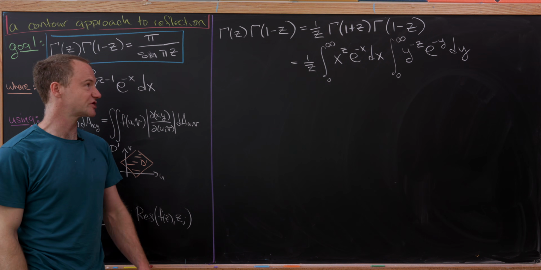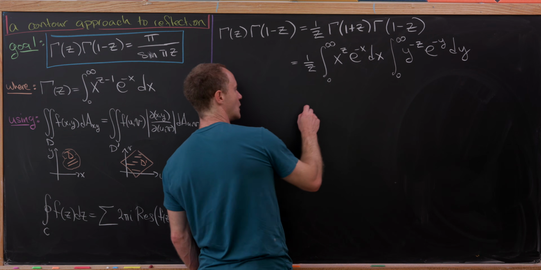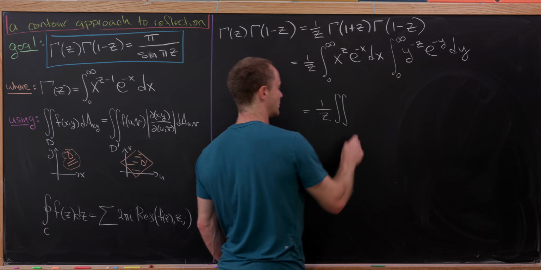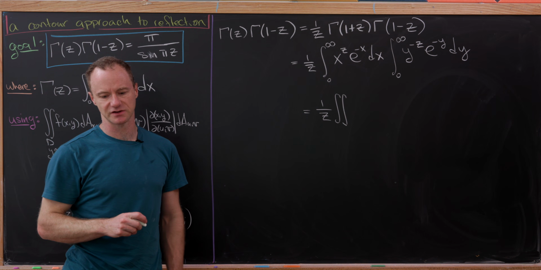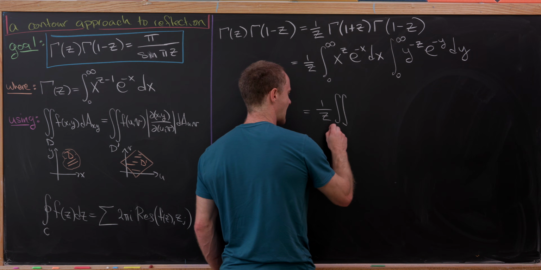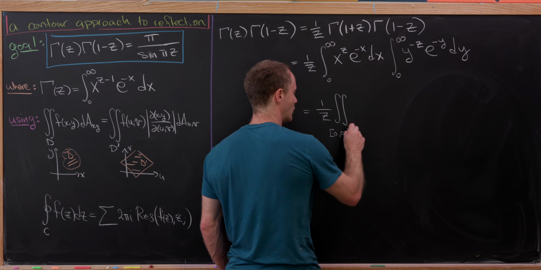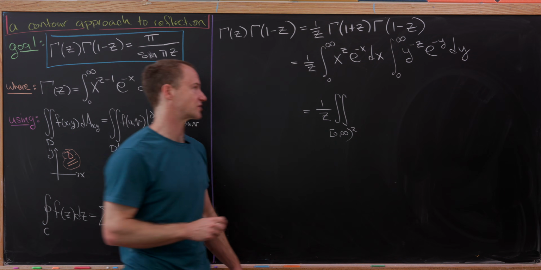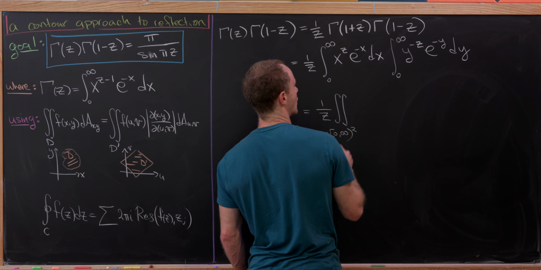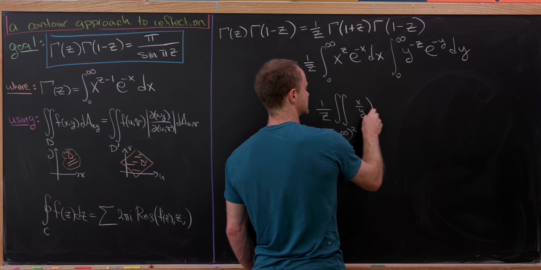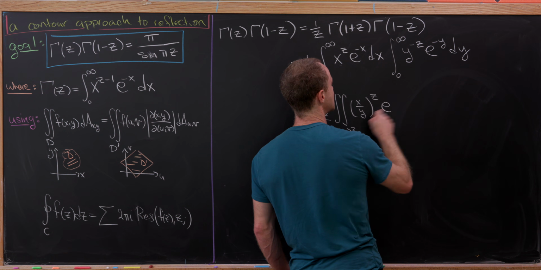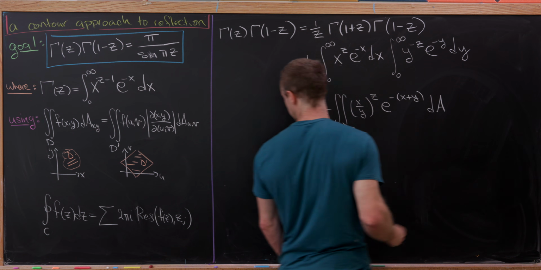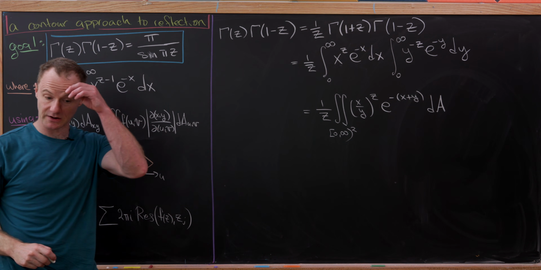Okay, so now let's push these together into a double integral. What will that look like? So I'll have 1 over z, and then the double integral, where both of the things are going from 0 to infinity, but I'll write that as the half open interval from 0 to infinity squared. So that's like the first quadrant. And then here we'll have x over y to the z. And then we'll have e to the minus x plus y. And then I'll have my differential area component right here.